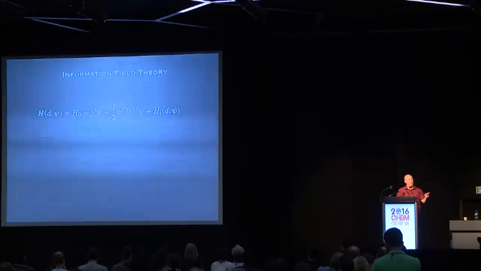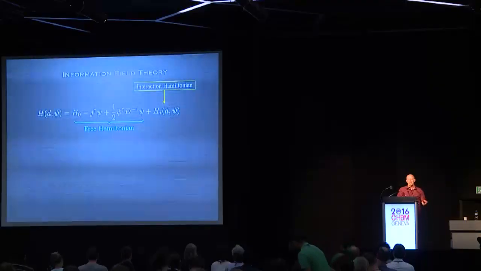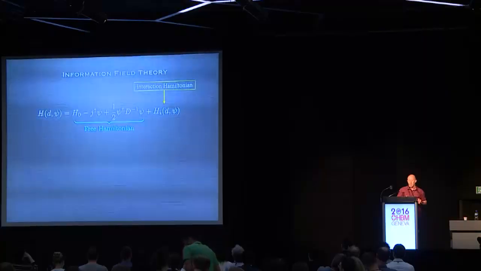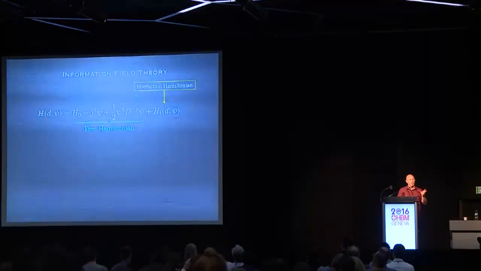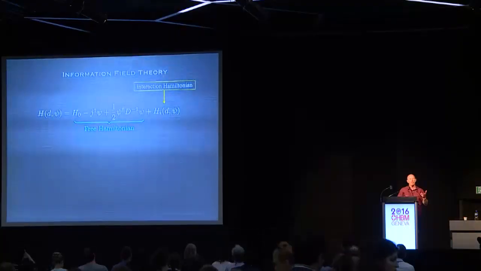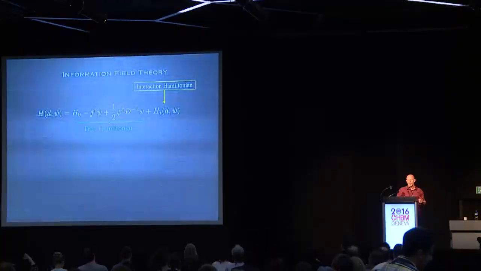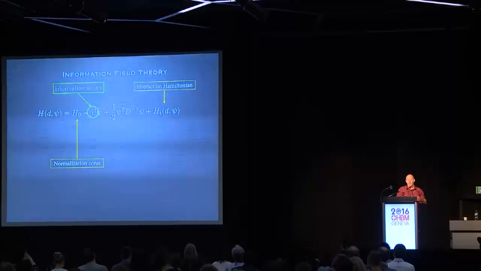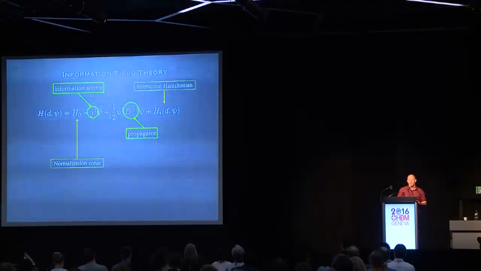So bear with me on one math slide. The Hamiltonian can be written in terms of the free, meaning non-interacting, terms, and the interaction Hamiltonian. The free Hamiltonian is something you already know, and I'll show you that in a second. The interaction Hamiltonian is what we will be interested in. We're not going to worry about normalization. There's an information source and a propagator.